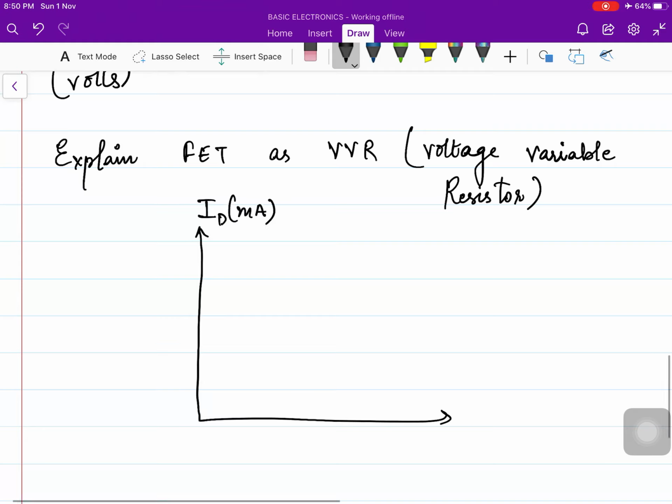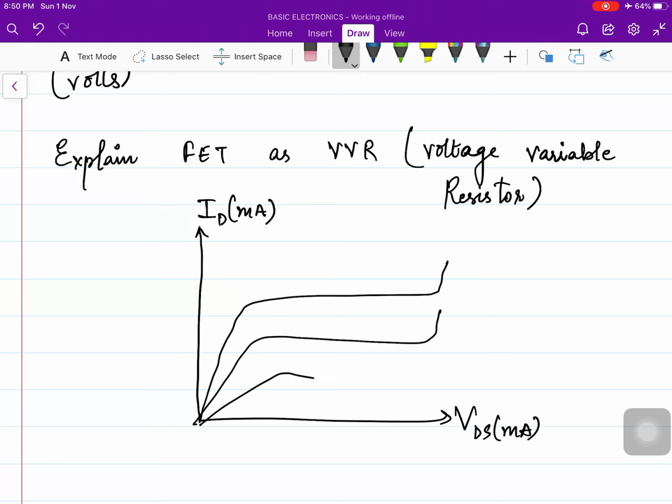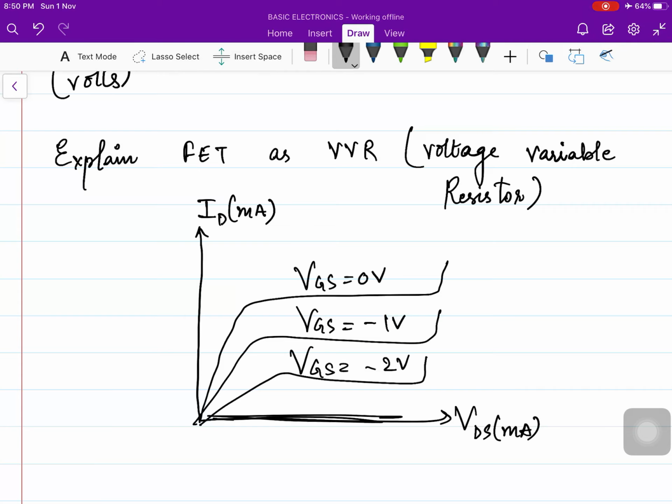I am drawing the drain characteristics, graph of drain current and drain voltage for different values of VGS. This is for VGS equal to 0 volt. Then we started making it more and more negative, and then we reached the cutoff portion.